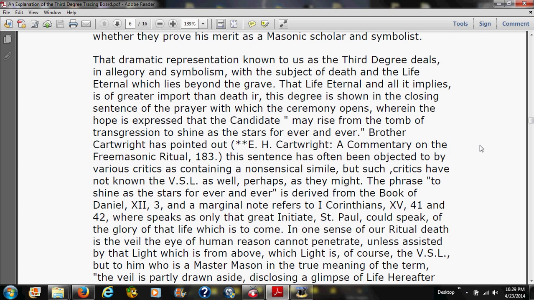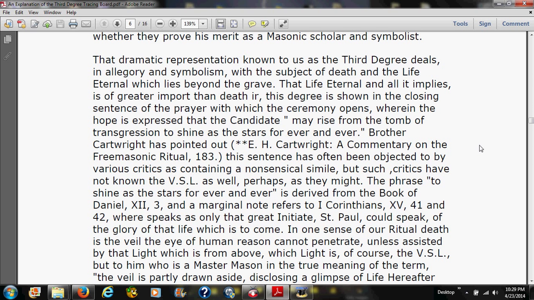That life eternal and all it implies is of greater import than death. This degree is shown in the closing sentence of the prayer with which the ceremony opens, wherein the hope is expressed that the candidate may rise from the tomb of transgression to shine as the stars forever and ever. Brother Cartwright has pointed out in a commentary on Freemasonic ritual, this sentence has often been objected to by various critics as containing a nonsensical simile, but such critics have not known the VSL as well, perhaps, as they might.